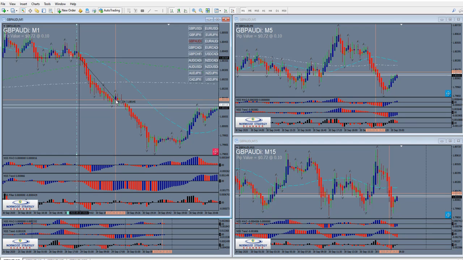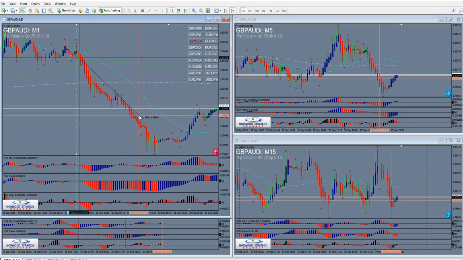The filter is changing colors. Look at the bottom on the 15. The 15 is not even changing colors. It's still a strong setup. We go across, it's still a strong setup.